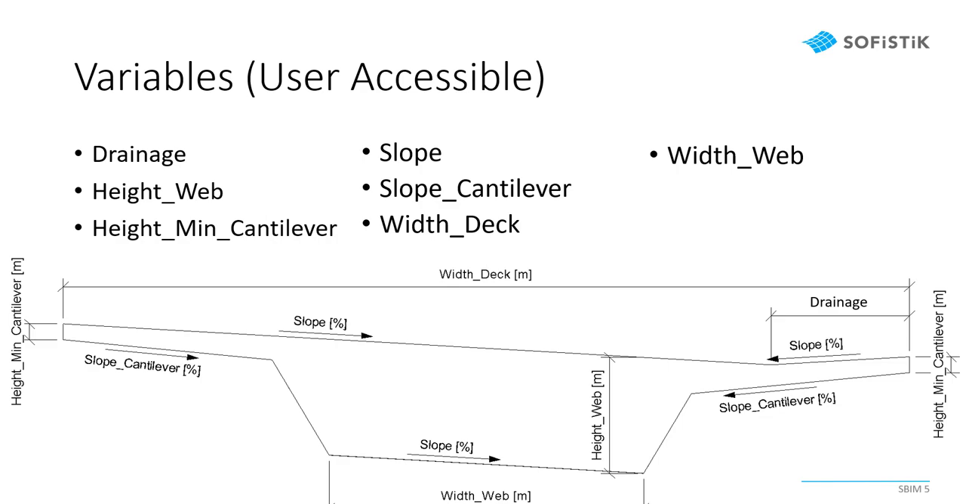So we want to create two kinds of variables. The first ones are user accessible, like the drainage, height in the web, the slope, or the width in the web. We want our user to input those and to control the whole structure with just these input variables. For example, the slope: if it is positive, it will create a drainage on the right side. If it is negative, it will create the drainage on the left side.